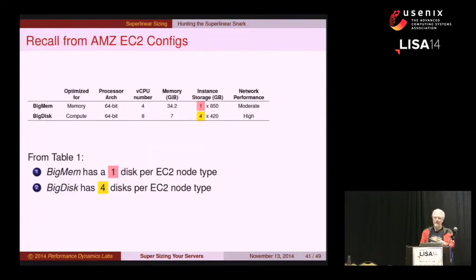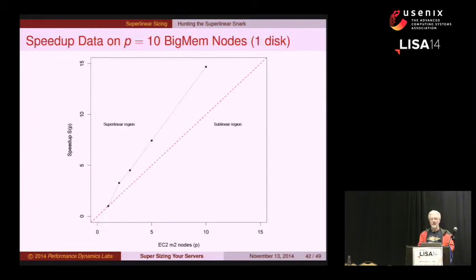It turns out, without going into the details, one way of looking at this is that it's tied up with the number of actual spindles that are attached to each node, either 1 or 4 in our case. 1 is a big mem configuration, big disk is 4 spindles. And I'll just show you this graphically because there's no time to go into the details of it.